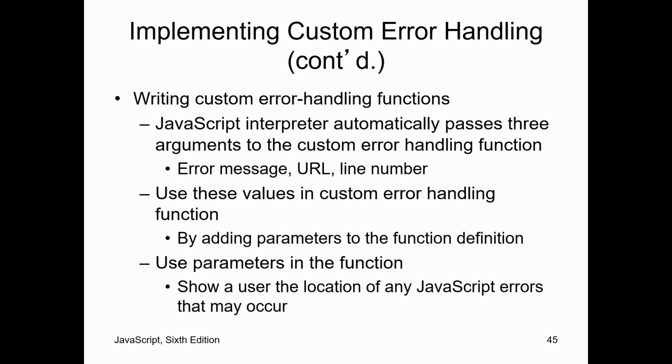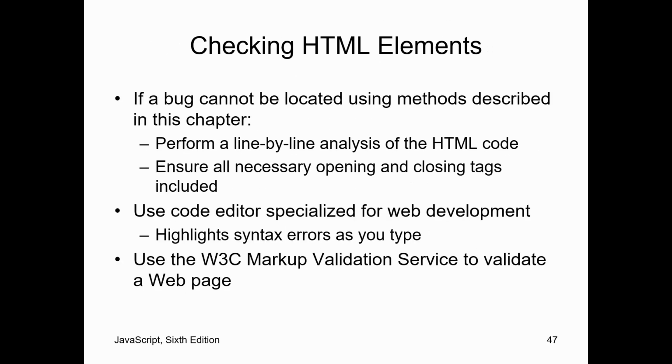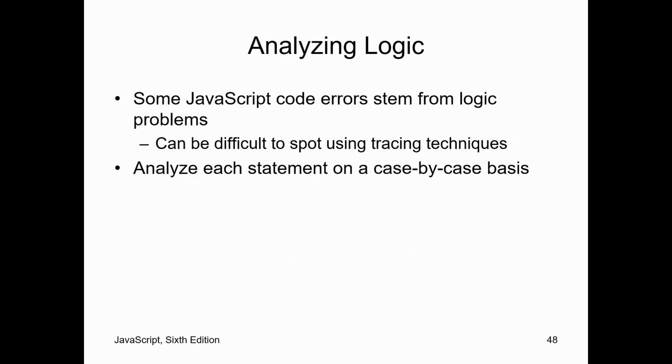You can write your own custom error handling routines. Notice the JavaScript interpreter automatically passes 3 arguments to the custom error handling function: the error message, the associated URL, and the line number. So you can do whatever you want to, have to, or need to with those. If you still can't find the bug, you start, as it says, going over it line by line. What many people will do is they'll start commenting out the entire program or darn close to it, and then uncommenting it line by line.